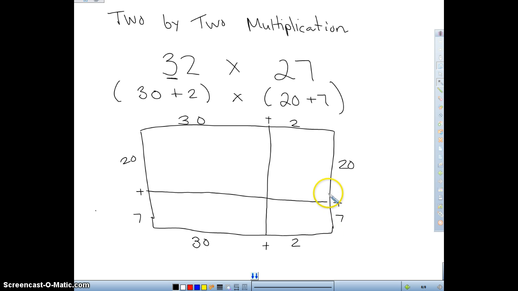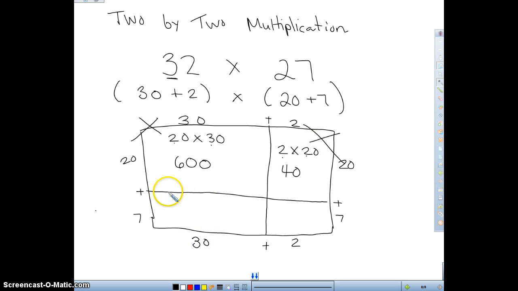Okay, so now to find the area, we're going to find the area of each of these smaller rectangles that we've now made. So for this rectangle, we're going to multiply 30 times 20, or 20 times 30. And that equals 2 times 3 is 6, plus how many zeros? 2 zeros. 600. To find the area of this rectangle, we're going to multiply 2 times 20, and that equals 40. 2 times 2 is 4, and add the 0.